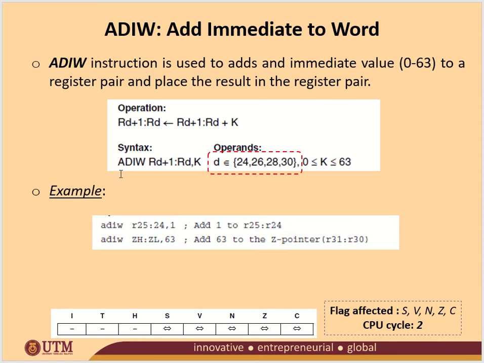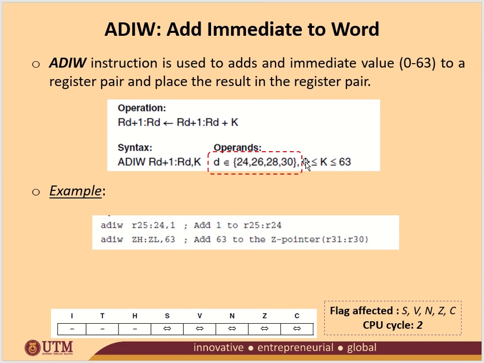This is the syntax: ADIW Rd+1:Rd, K, in which for Rd you need to use R24, R26, R28 and R30 only, because this is a register pair. If you use R24, then its pair is R25, because Rd plus 1, R24 plus 1, gives you R25.